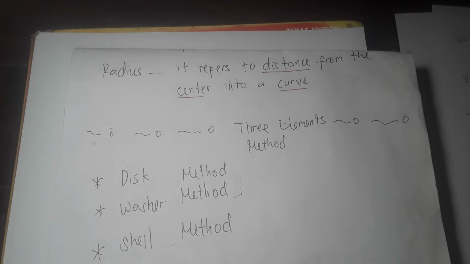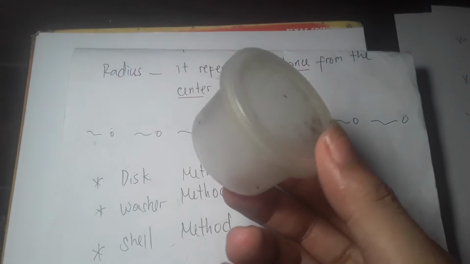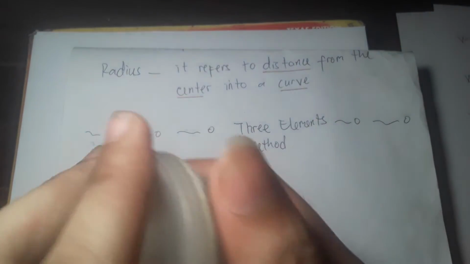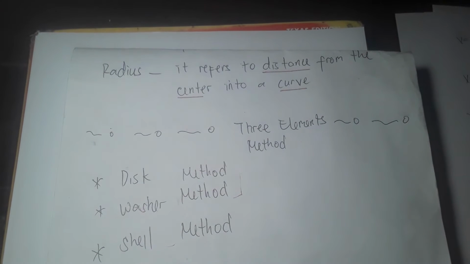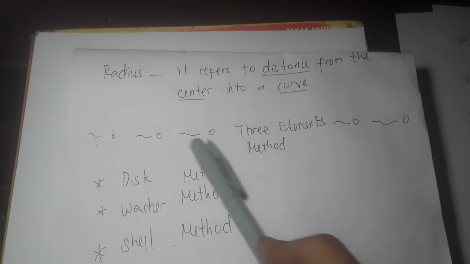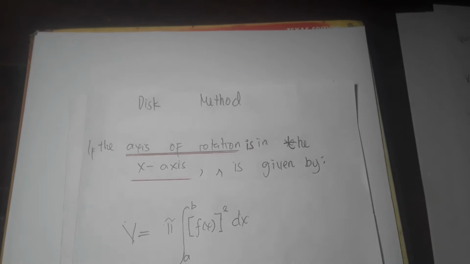Anyway, I would like to show an example of a solid of revolution. I have here an empty solid matter that is considered a solid of revolution because it is a three-dimensional figure, and also we have the volume of this solid object. For now, let's focus only on the disk method. For the disk method, I have a short description here.